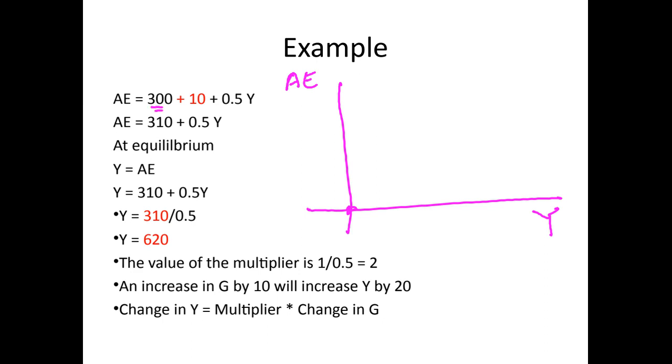Even if income is 0, you still have this autonomous aggregate expenditure. So I start from, let's say, 300 here. And then 0.5 is basically nothing but the slope of this line. So it looks like this. This is your aggregate expenditure. So aggregate expenditure is increasing as income increases.